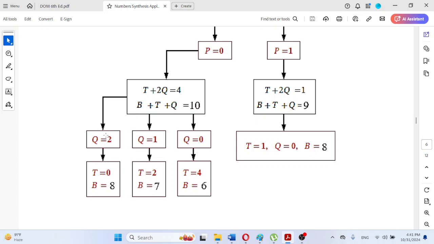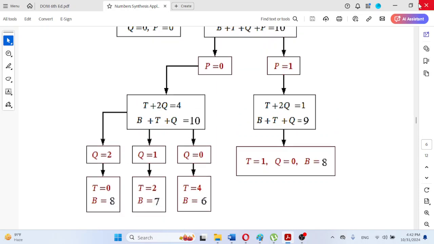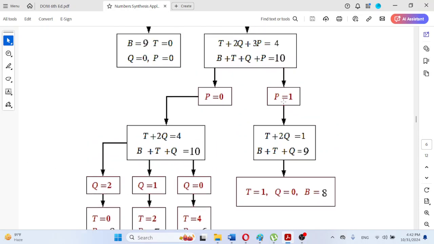When Q is equal to 2, we can observe that 2 multiplied by 2 will be equal to 4. So 4 minus 4 will be equal to 0. So the ternary link will be 0, and the lower equation will give 10 minus 2, since the quaternary links are 2, which is 8. So binary link will be 8, quaternary link will be 2. So 8 plus 2 is equal to 10, and in this way these three sets for P equal to 0 have been solved. So now we proceed towards P equal to 1.